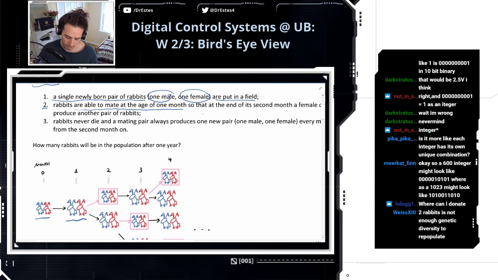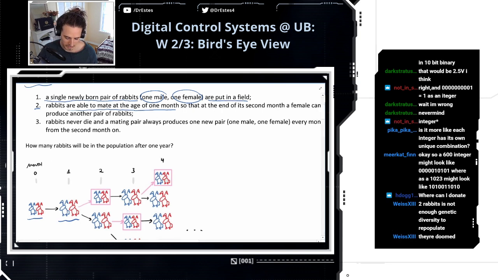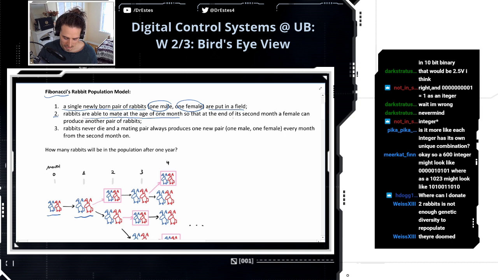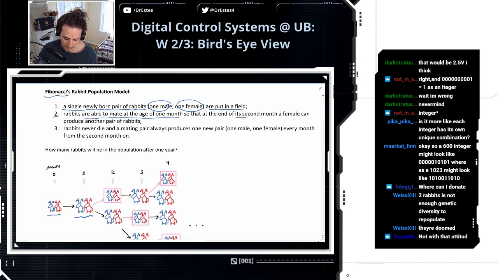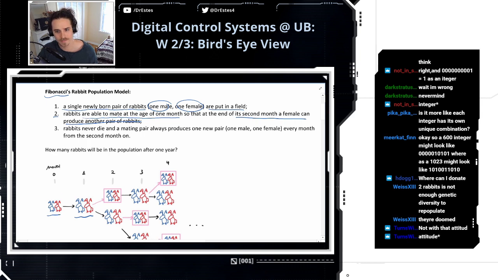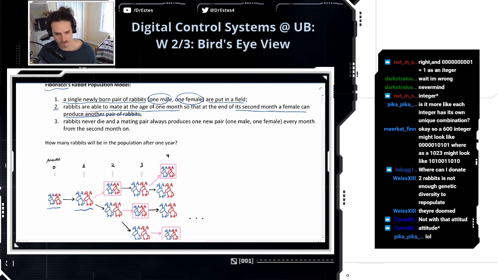So then, at the end, 2 rabbits is not enough genetic diversity to repopulate. Don't say that. Yeah, not with that attitude, Weiss.